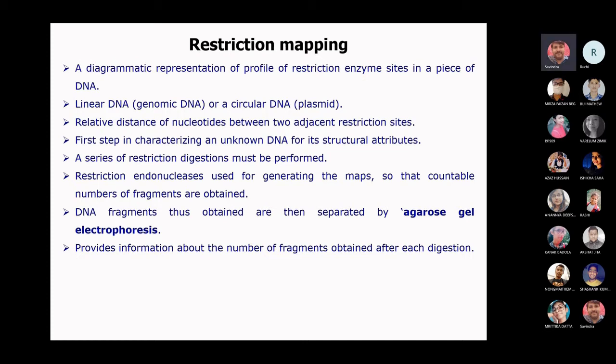Because with the help of agarose gel electrophoresis, you can determine whether the DNA which you are observing through the band in a gel electrophoresis is circular or linear. Okay, Ishika? Yes, sir. So it also provides the information about the number of fragments obtained after each digestion.